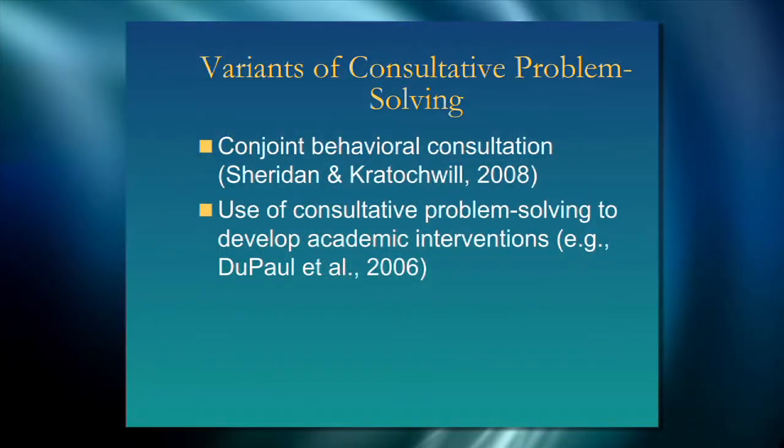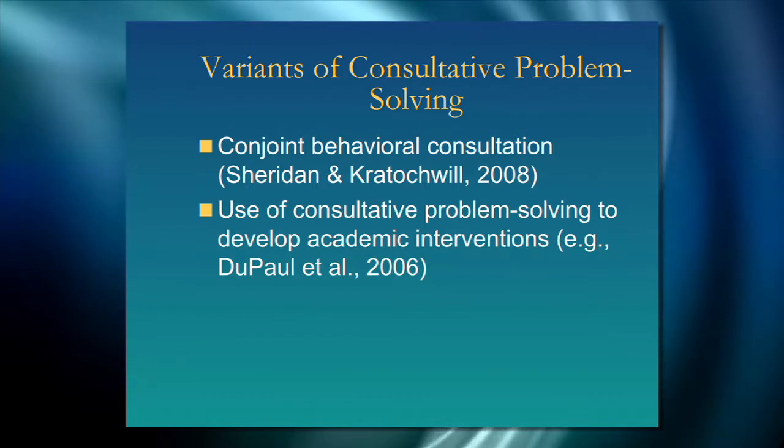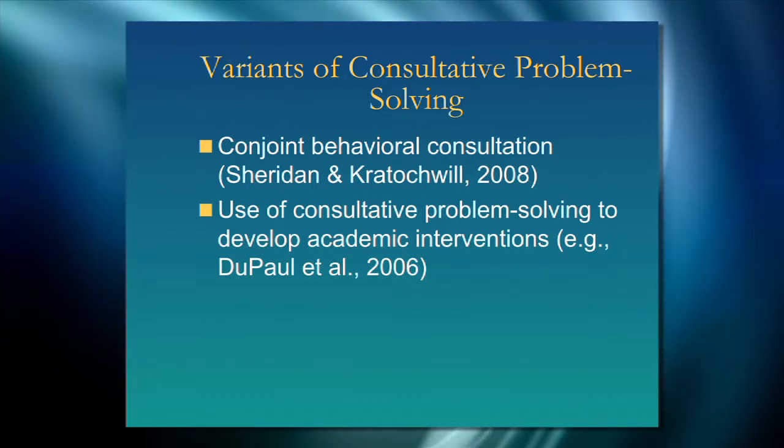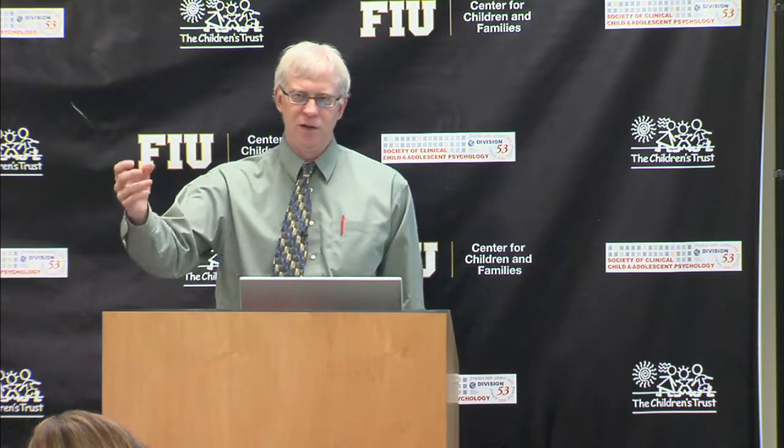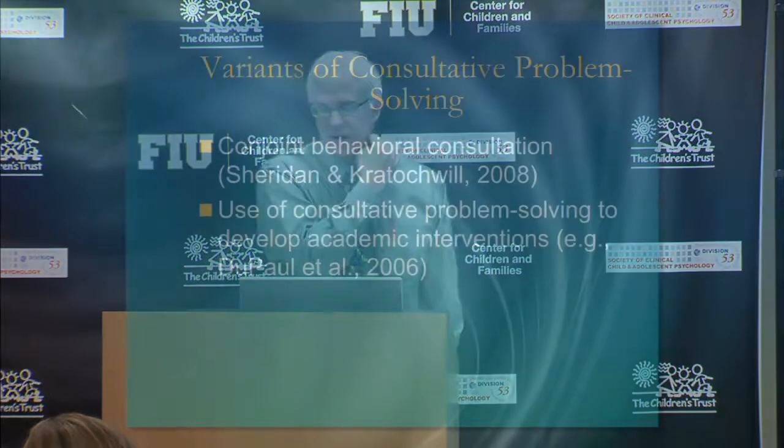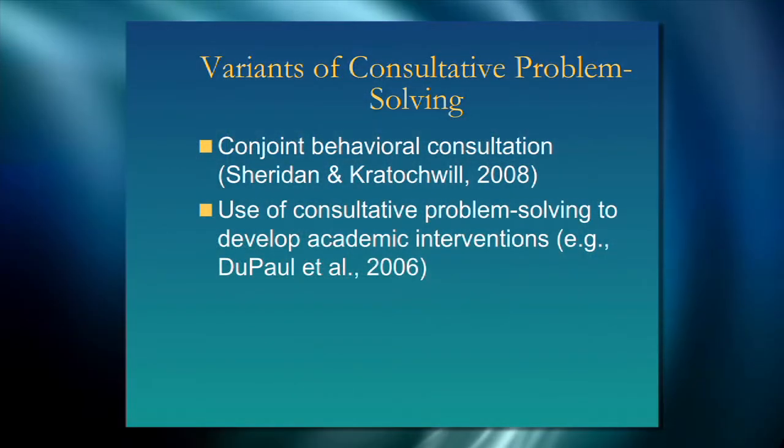There are two variants of consultative problem solving I want to mention to you. One is conjoint behavioral consultation. I'll give you a little bit of information about that now. That's where we engage parents and teachers conjointly. That's where that word comes from. Conjoint behavioral consultation is parents and teachers together as consultees working with you. And then consultative problem solving to develop academic interventions.